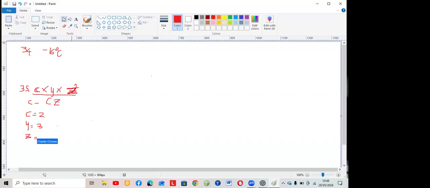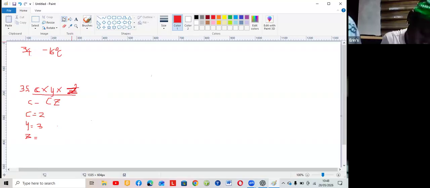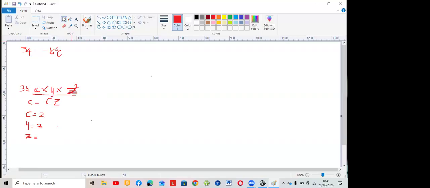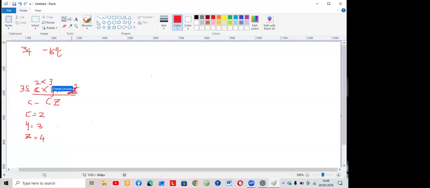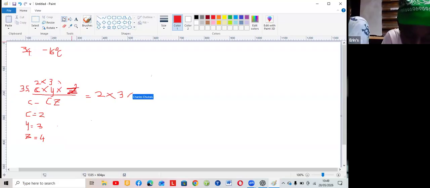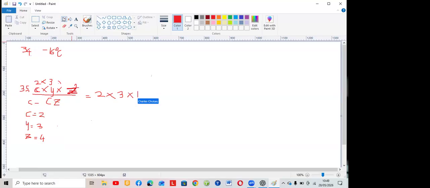Oh yeah, next one. What's Z then? Z equals 4. Okay. Now this one is quite easy. So that's 2 times 3 times 16, right? Yes, sir. Okay, divided by, let me not write it like that. Let me write it like this: 2 times 3 times 16 over C times Z, 2 times 4.